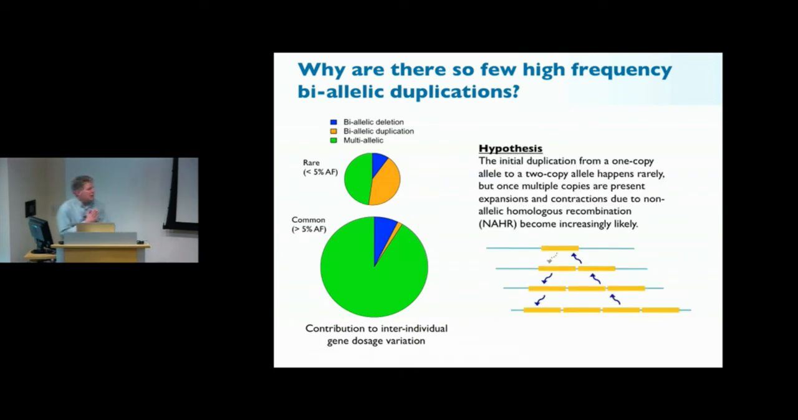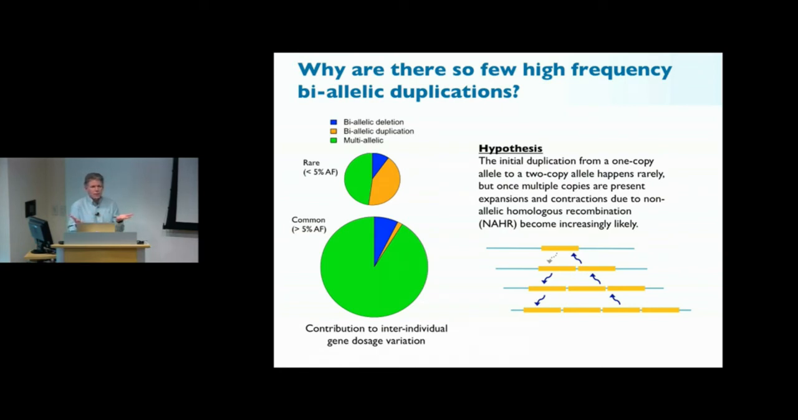Well, the hypothesis is that in some sense, having a biallelic deletion is a stable state, right? You can lose a section of DNA as long as it's not essential for life in the human population, and it will persist and different people will inherit it. But biallelic duplications are not stable in the same way, right?